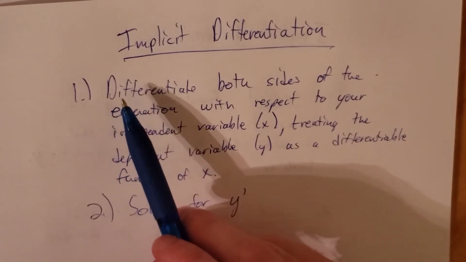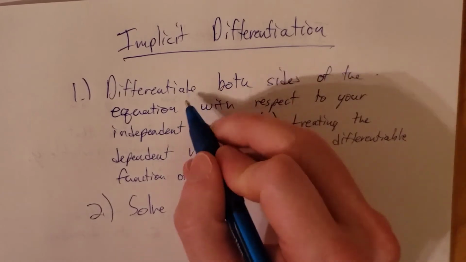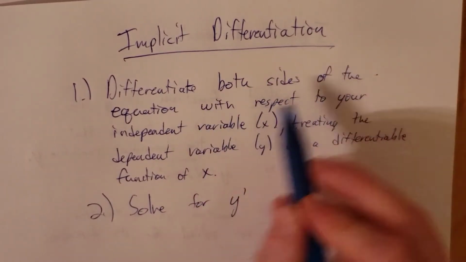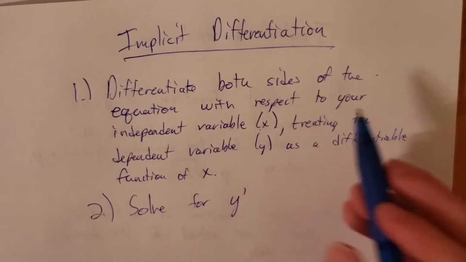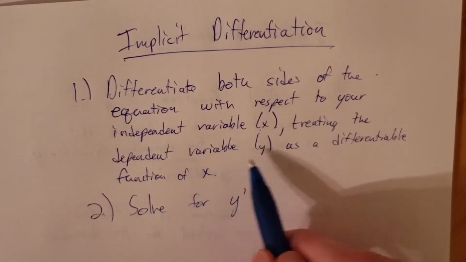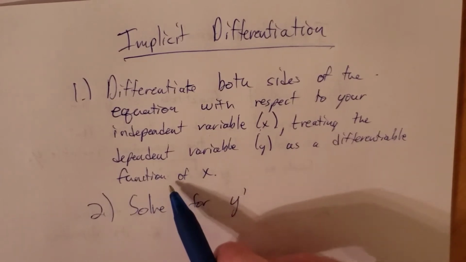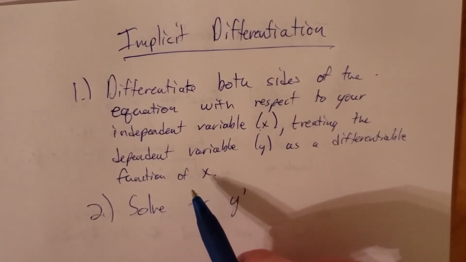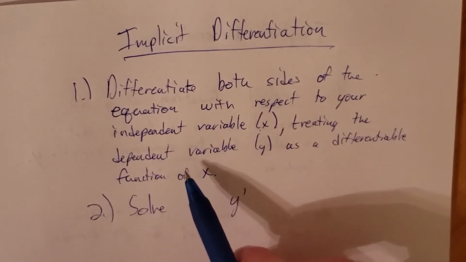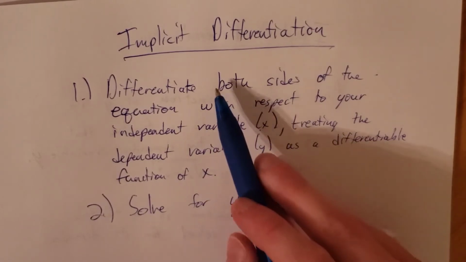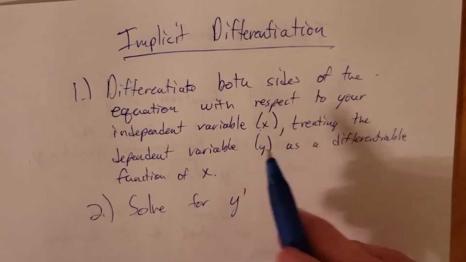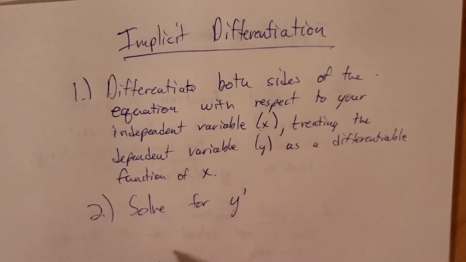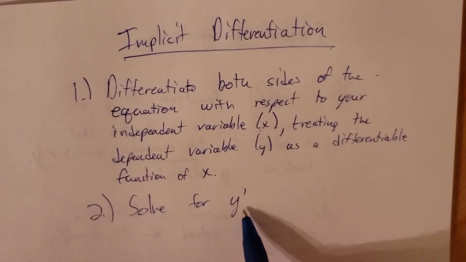So our first step in implicit differentiation will always be to differentiate both sides of the equation with respect to your independent variable x, treating the dependent variable, which in this case will be y, as a differentiable function of x. So we're assuming y is a function of x in the first place. y is the dependent variable, x is the independent variable. The first step is to differentiate both sides with respect to x, and then after that, you just solve for your y prime.